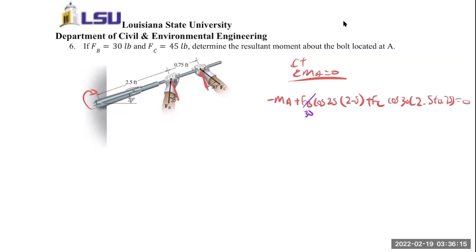FC, I know that is equal to 45. Okay, so solve for MA. So my MA will be equal to 196 pounds per feet. And I can say that's counterclockwise because my initial assumption is correct.